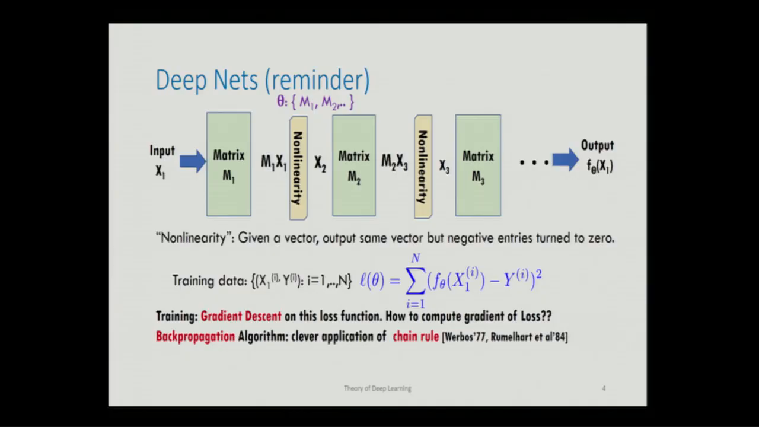So, of course, you'll compute the gradient by the chain rule, okay? The function that you're computing is a composition of functions, so you use a chain rule. And the back propagation algorithm, which you may have heard of, is some clever implementation of the chain rule so that it's efficient. Okay, so that in a slide is deep learning.